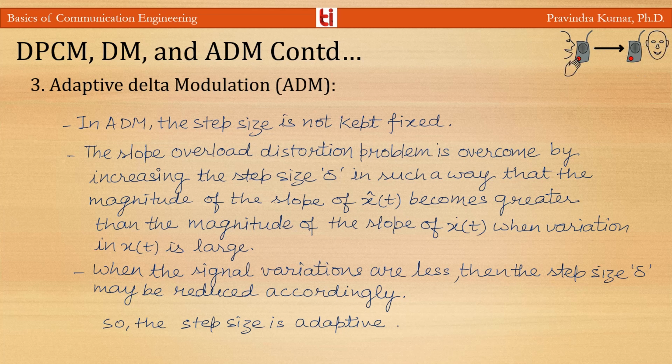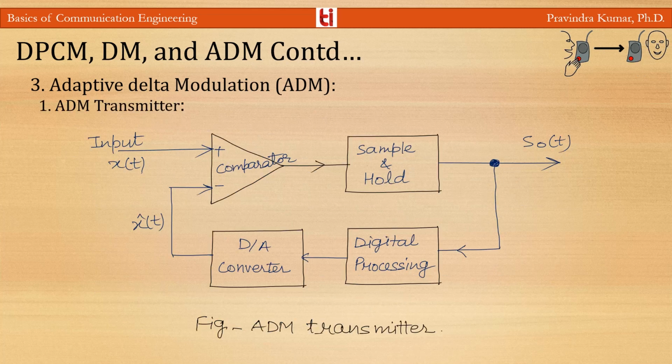This is the block diagram of the ADM transmitter, as you can see on your screen. In ADM, a VGA, variable gain amplifier, is used on the transmitter side in the digital processing block, and the gain of this amplifier depends on the control input, which is obtained by interchanging S0(t) in an RC network and then passing the output to the integrator through the square law device.